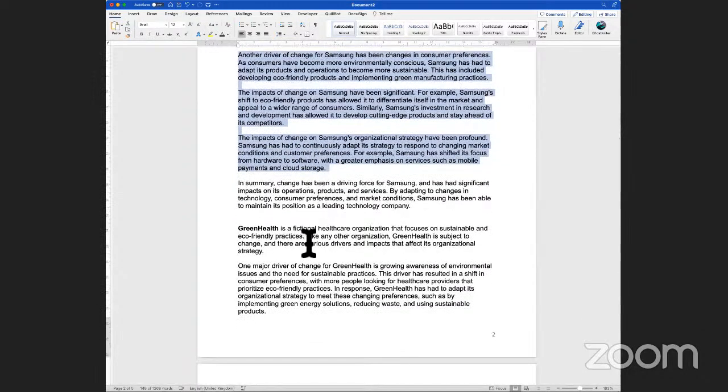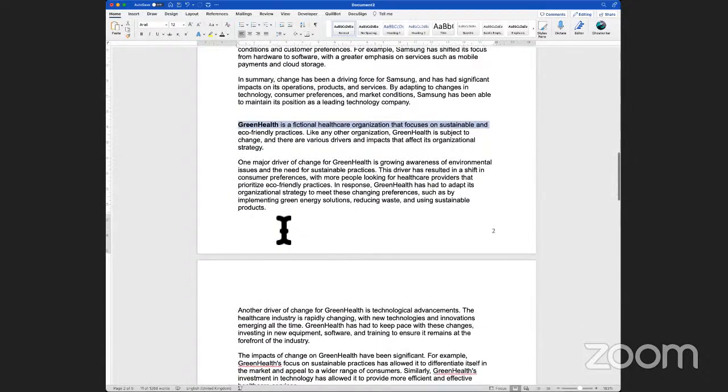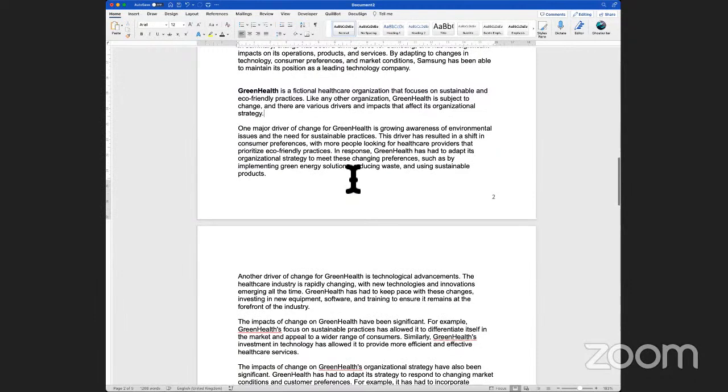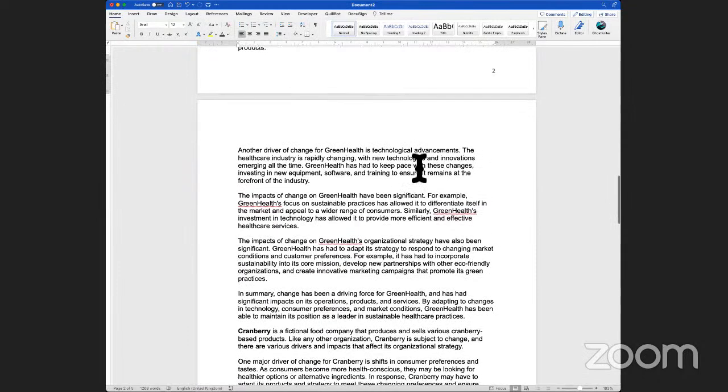So after researching a bit about Samsung and the changes happening in the company, I've given a bit of an introduction here. Then I've done the same thing for Green Health, which is obviously a fictional healthcare organization, and I've assumed creatively some of the things that they are doing. Again, what are the changes which are happening because of technological advancement. And the reason why I've taken technological advancement here is because if I go back to the indicative content, that is where the indicative content becomes important.